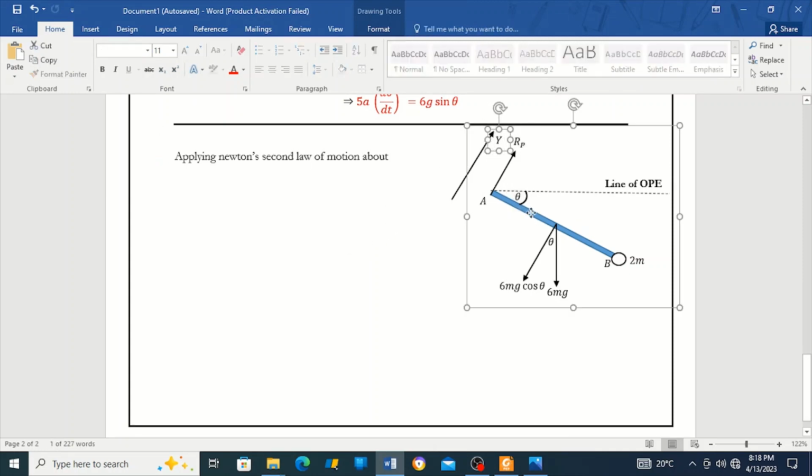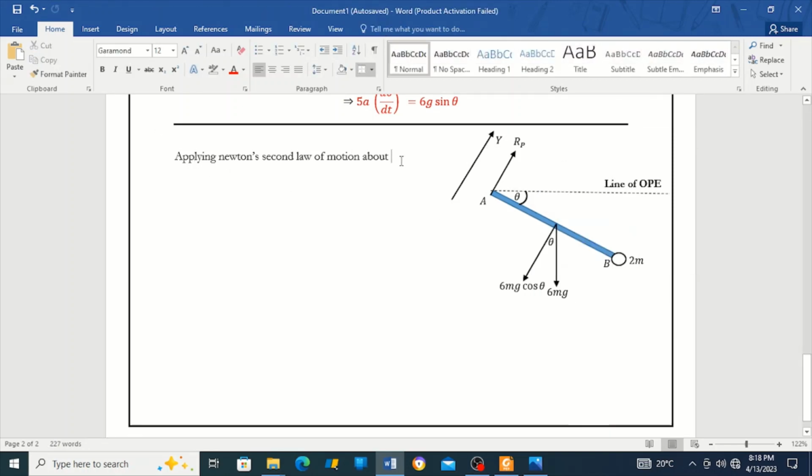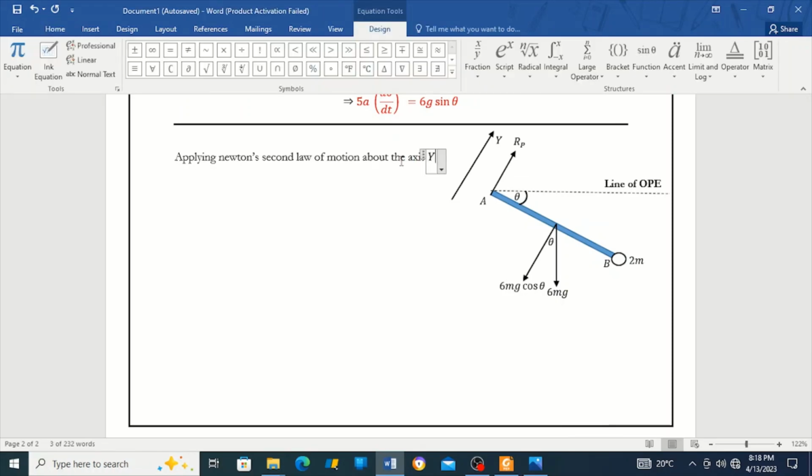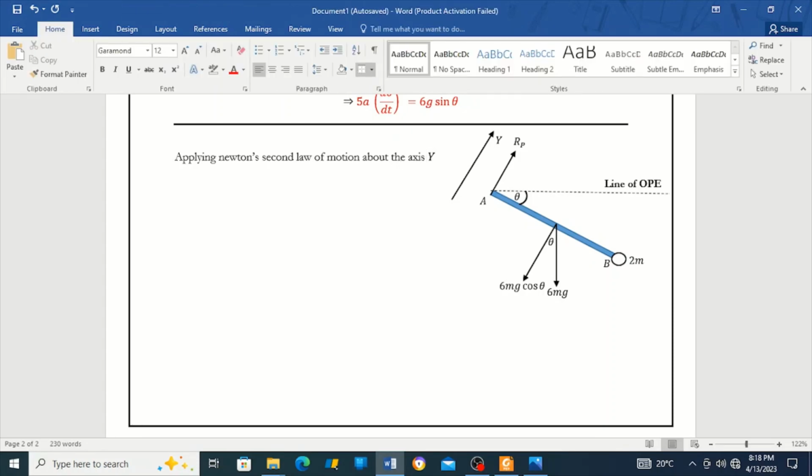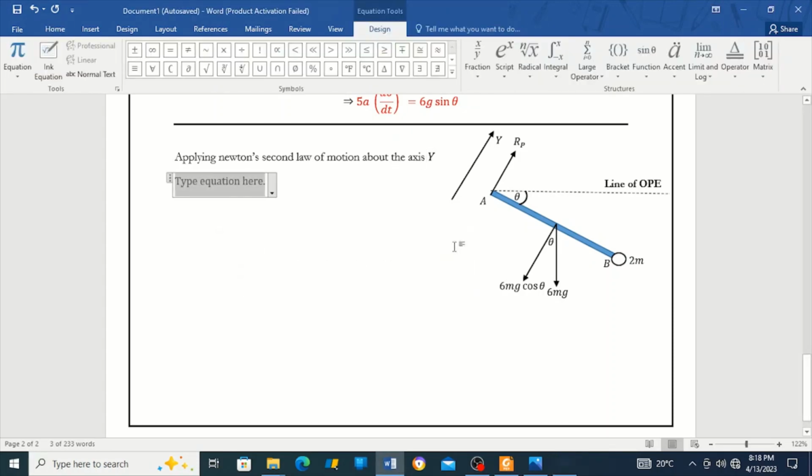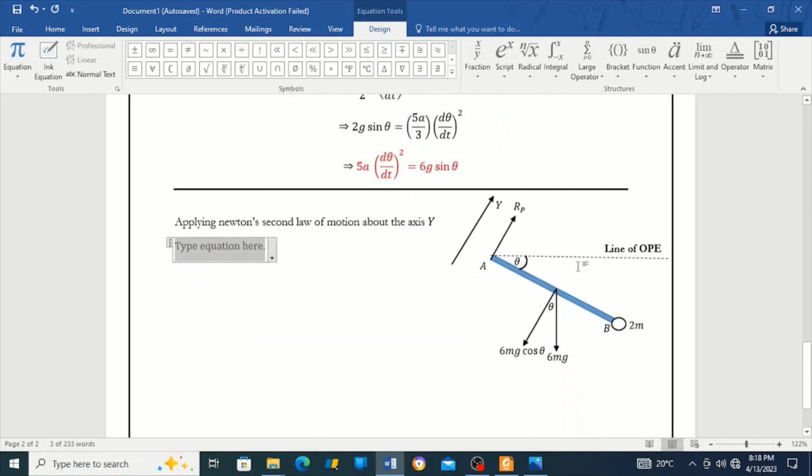So applying Newton's second law of motion about the y-axis, what do we have? We have that the resultant force about that axis is equal to the mass times the acceleration. But this acceleration is actually the tangential acceleration, because it was in rotation. Look at the way the body was rotating: it was rotating and going down this way.